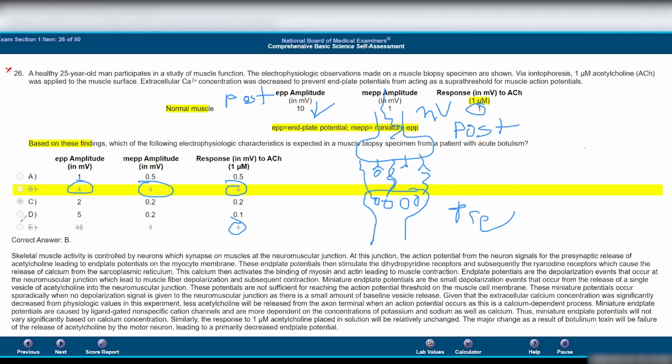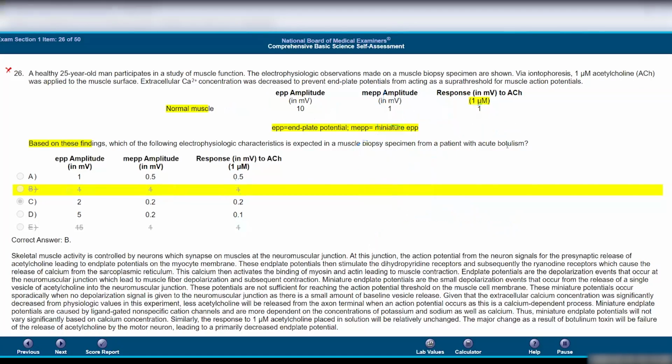Yeah, when you're going through these problems, you want to think about what they're really testing here. So what's the mechanism of botulism? It's the prevention of release of acetylcholine. So that is decreased, but it shouldn't mess with any kind of response if an acetylcholine molecule attaches to its receptor. It should stay the same. Right. Okay. All right, this one here.